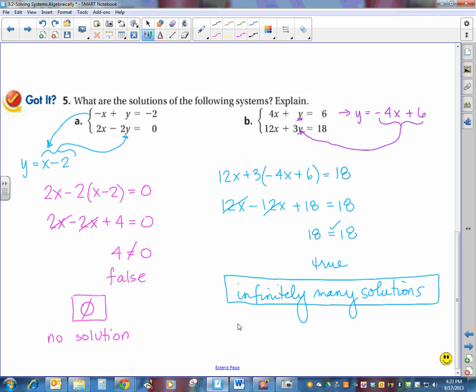So how you would write that would be all real numbers that satisfy, and you can write either equation because they're both the same equation. So all real numbers that satisfy 4x plus y equals 6. That's an acceptable answer if you want to write that. And that sums up solving systems algebraically.